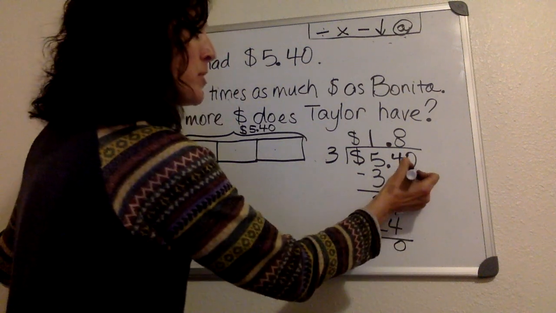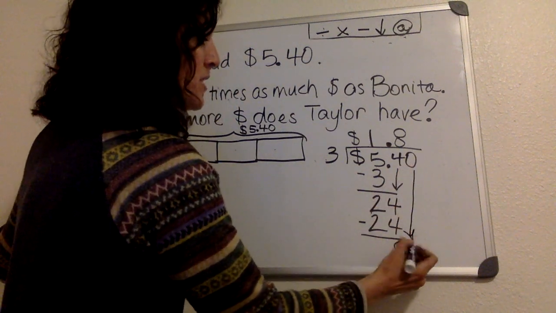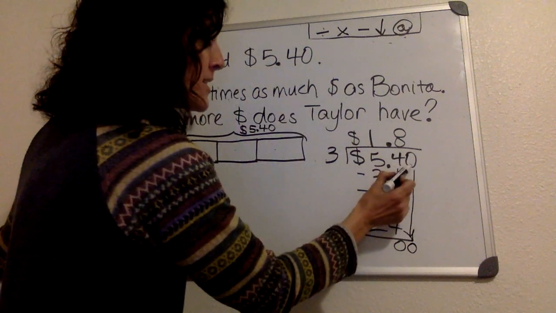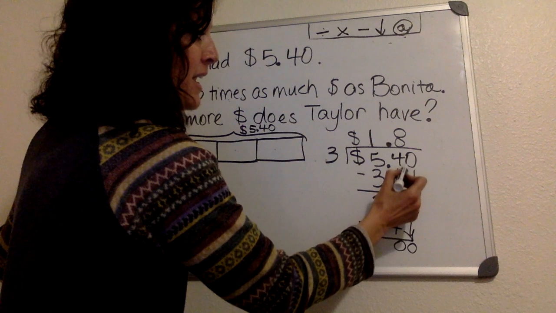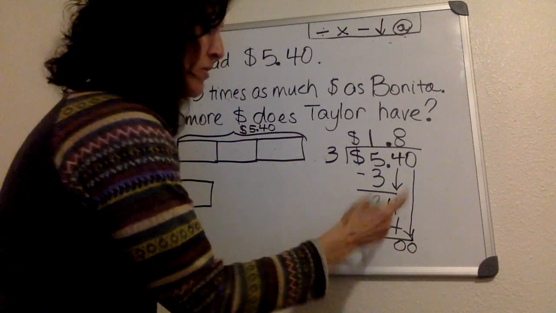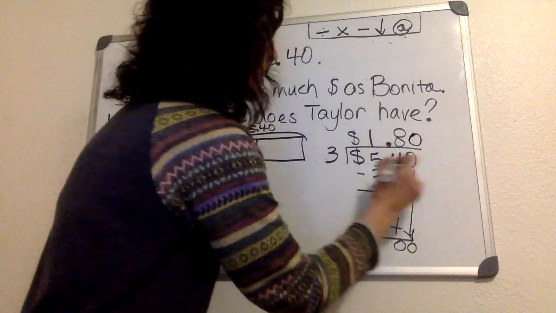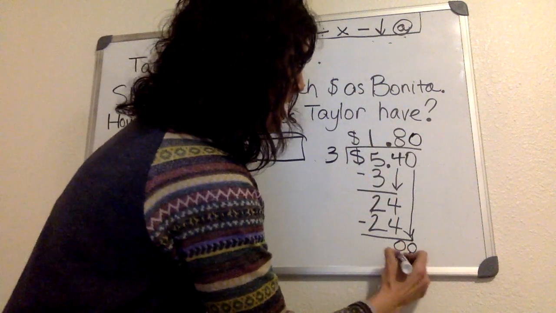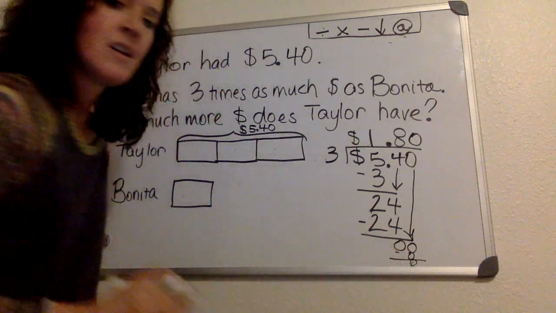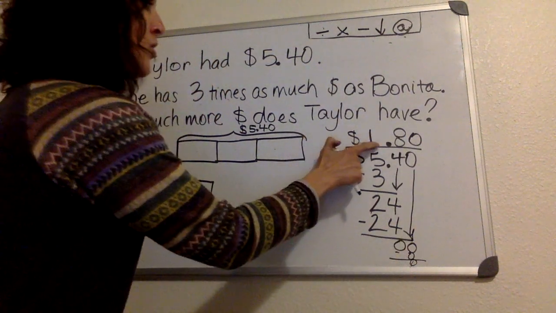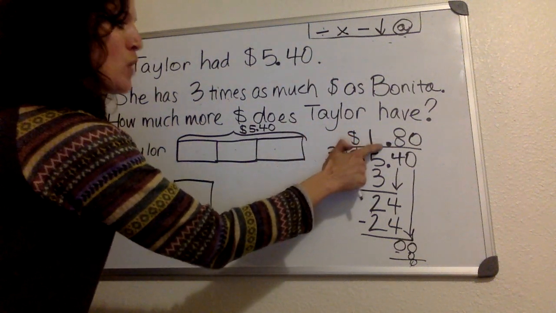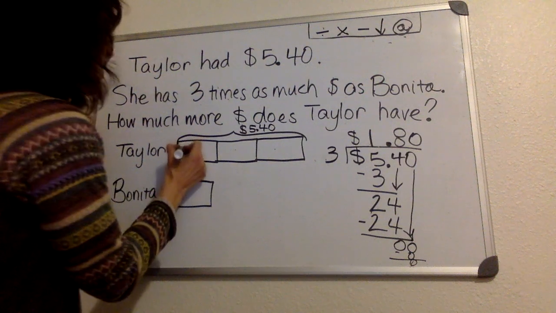I have another number to bring down. It's also 0. Remember, I have to bring it down still because it's part of my cents, my money. Okay, so 3 goes into 0 0 times. 3 times 0 is 0. And I'm left with 0 at the end. That means I am done with this problem. Look what I have. This tells me that each box is worth $1.80.